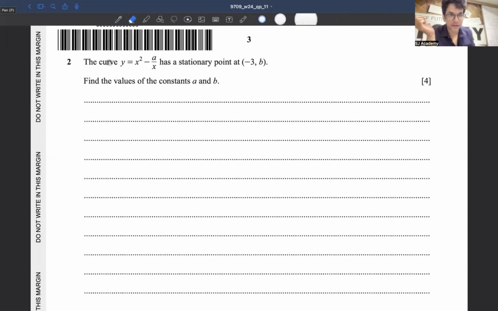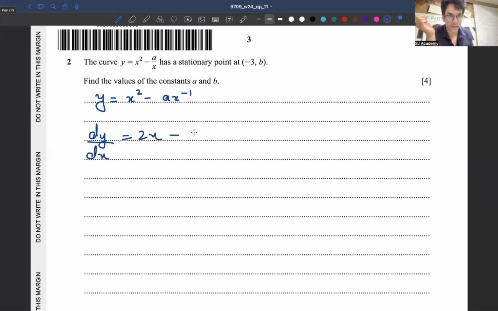And before we find dy/dx, we should always bring the variable, if it's in the denominator, to the numerator. So this will become x squared minus a x to the power minus 1. So dy/dx is equal to 2x, and minus will make it a plus, a x to the power minus 2. Now, when we substitute the value of x as minus 3, dy/dx will be 0.